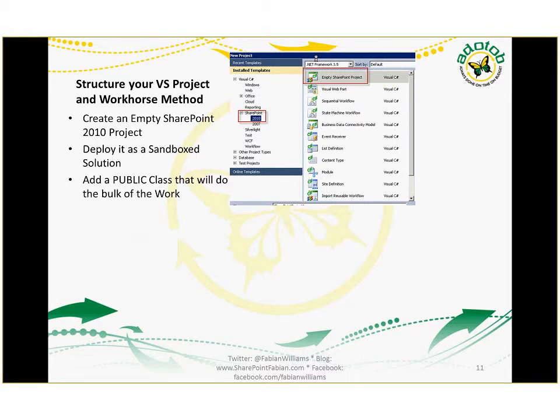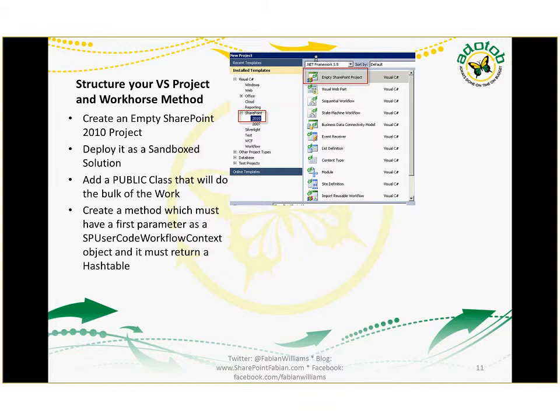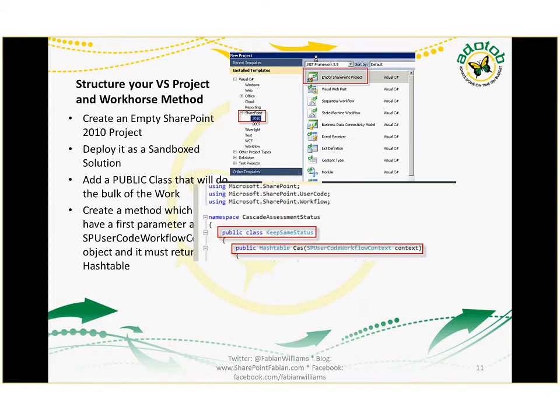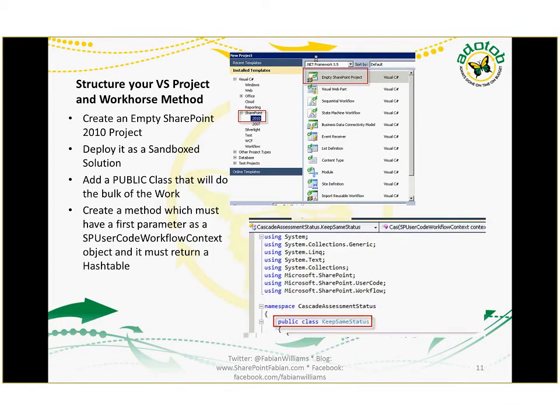The next thing is to create a method that will take as its first parameter the SPUserCodeWorkflowContext, so that it can communicate back to SharePoint Designer, and it will return an object of type Hashtable. So this is basically the stub of what my method looks like inside that class that I'm going to be creating. The name, as you can see, is public class, and the class is accessible.